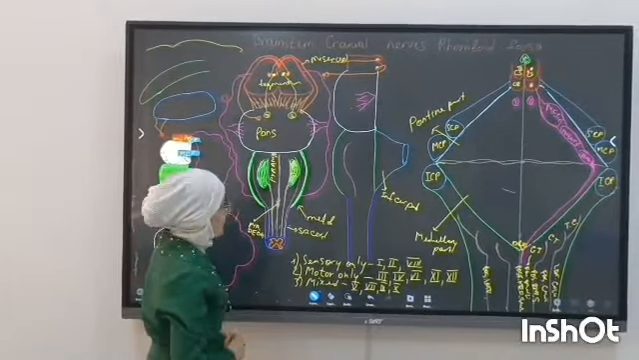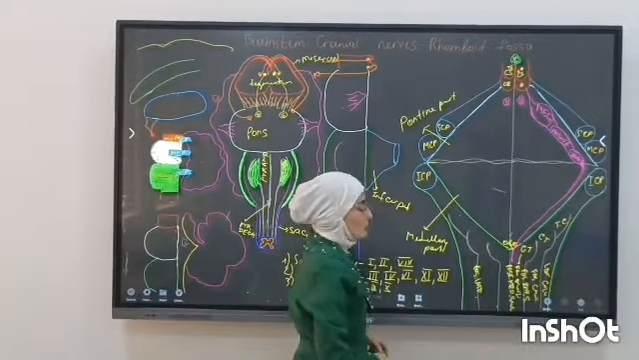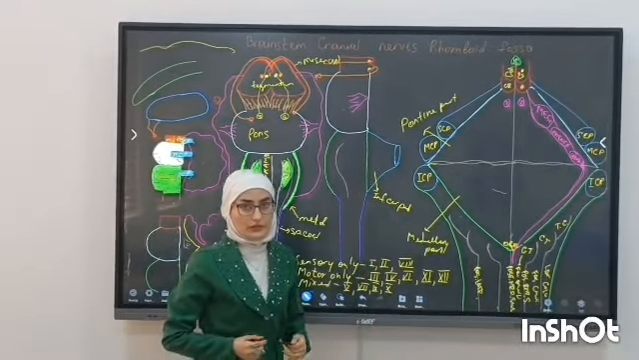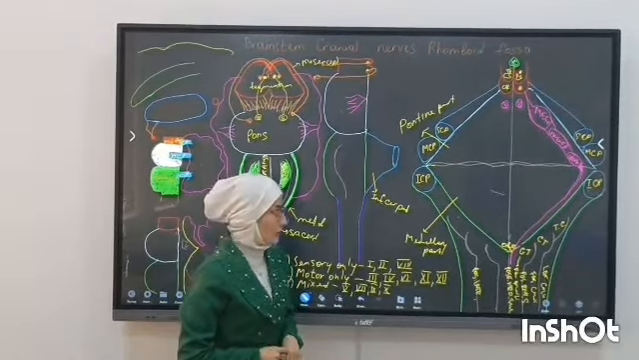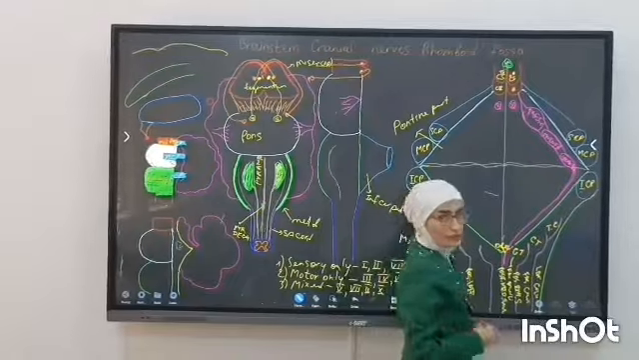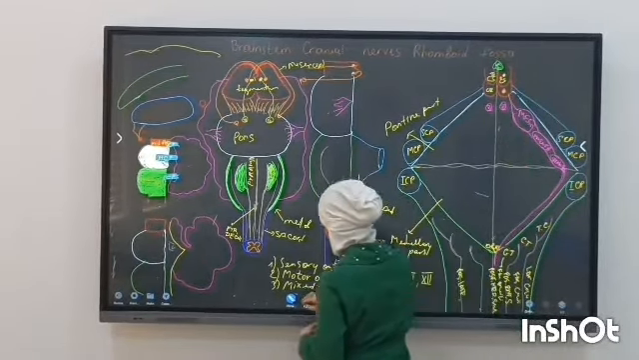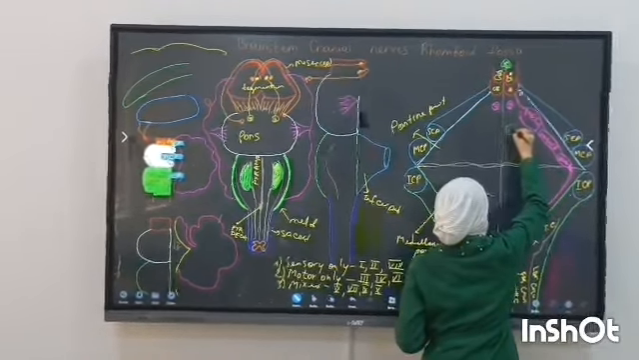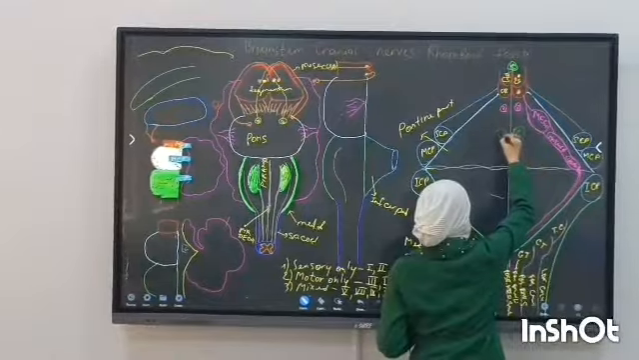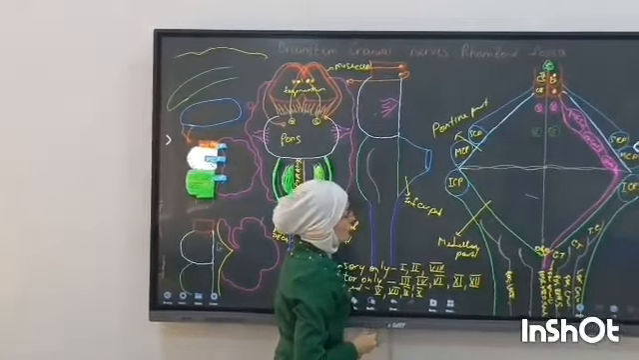So next, about the sixth nerve, it is nervus abducens. Nervus abducens is also a motor nerve, which has only a motor nucleus, and the localization is in the pons. This is the sixth nerve, nervus abducens. Nervus abducens has only a motor nucleus.